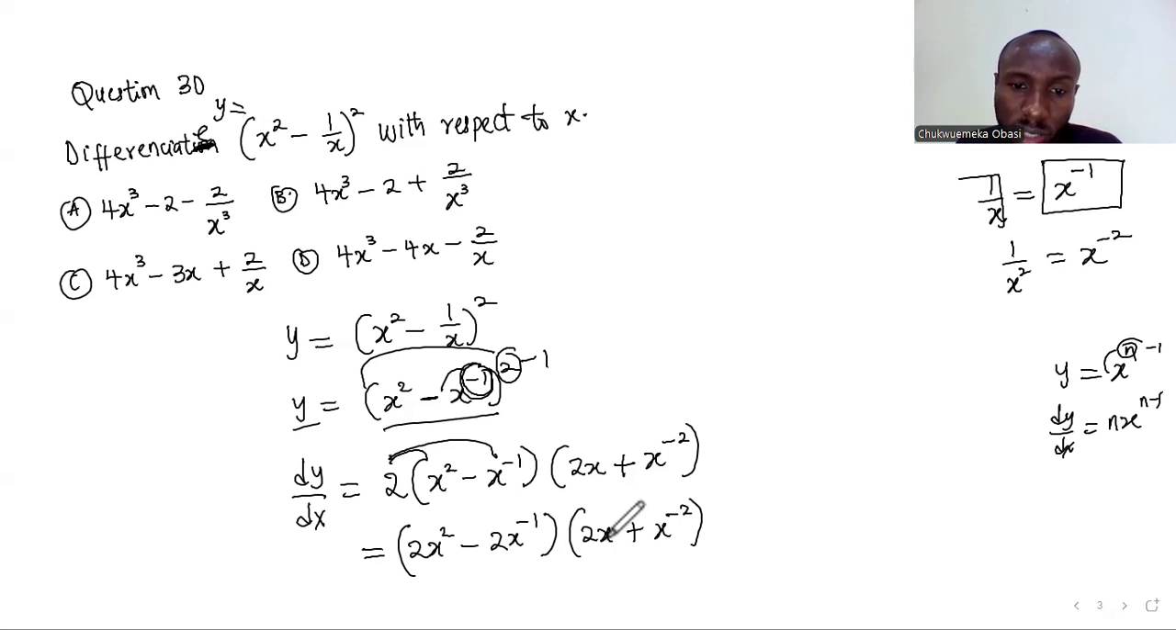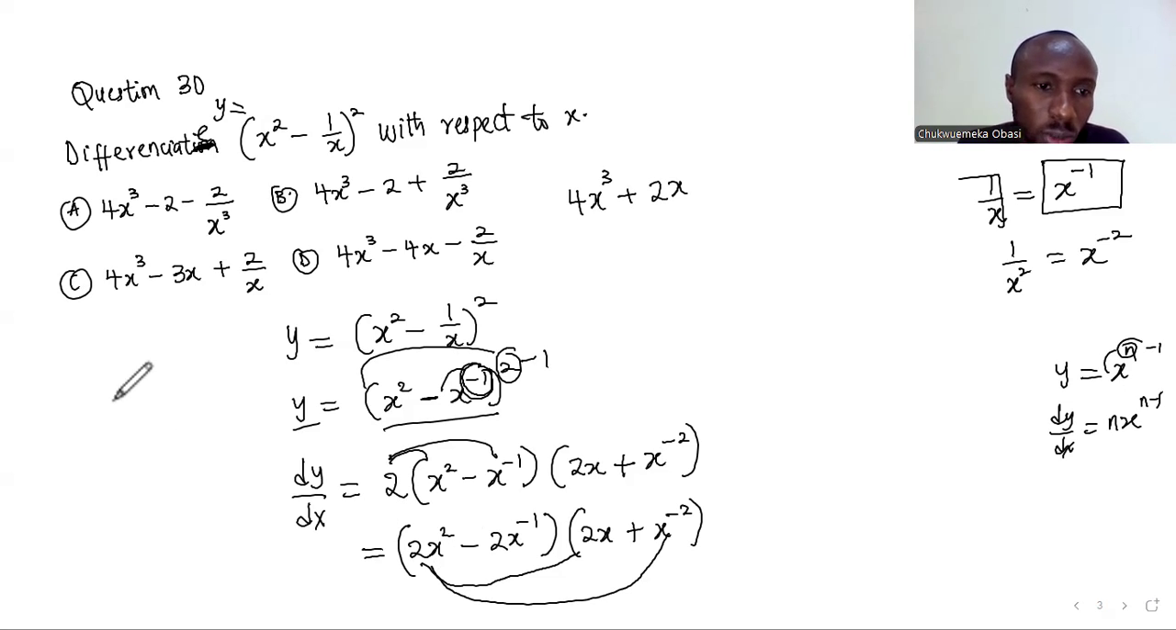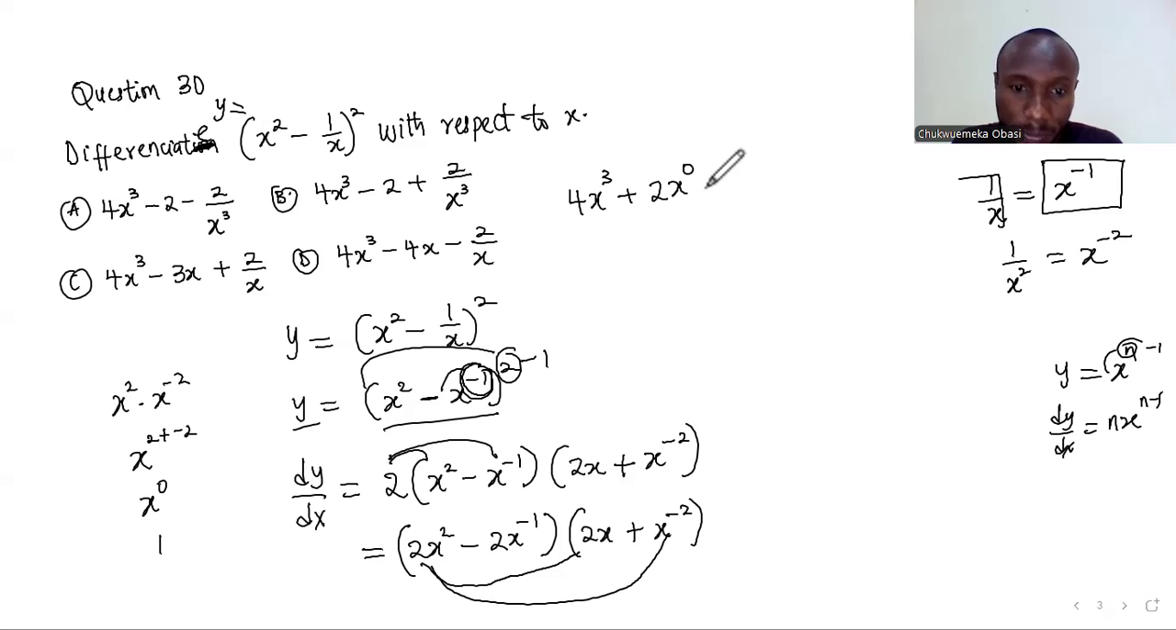So the next thing to do is to distribute from here. Let's do it up here. 2x squared times 2x will give us 4x cubed. Then 2x squared times this here, let me show you what's going to happen. When you're multiplying x squared times x to the negative 2, they are multiplied, so you add the exponents. That becomes x to the 2 plus minus 2, which is 2 minus 2, which is 0. So that's x to the 0, and that is just 1. So this will give us 2 times 1 at the end of the day.